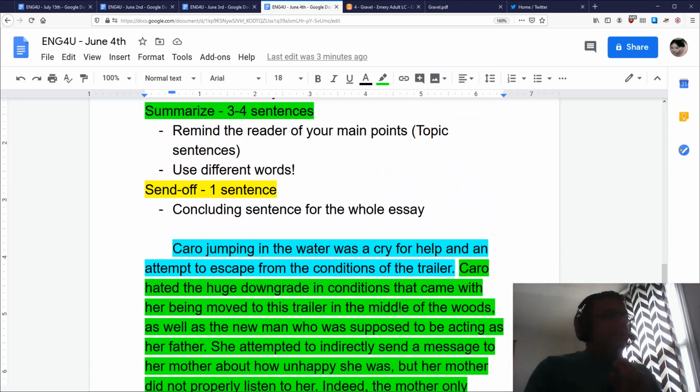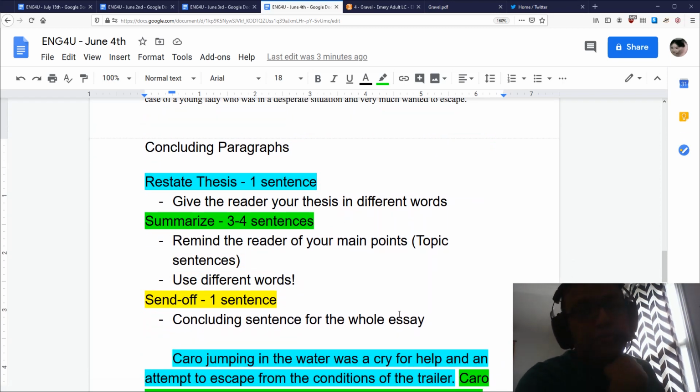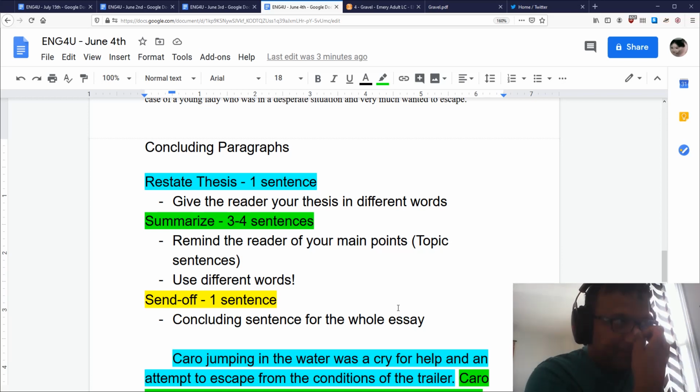So, there shouldn't be any new ideas in your concluding paragraph, right? If you introduce a new idea in your concluding paragraph, the reader will instantly ask the question, well, why didn't you talk about that in your actual essay, right? So you just want to go back to your topic sentences and remind the reader of your main points, right?